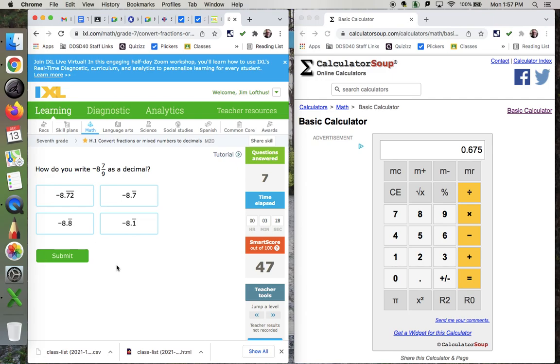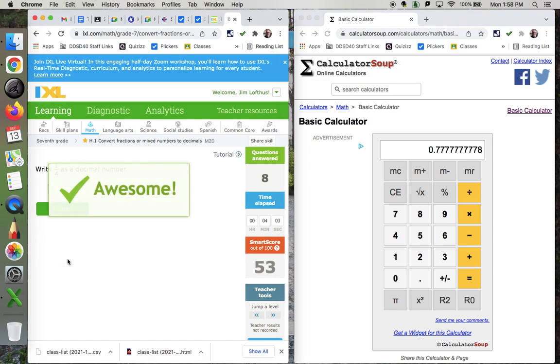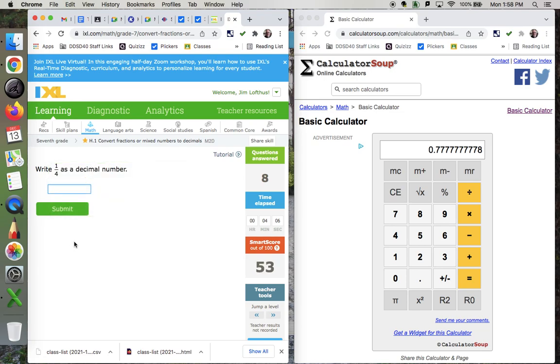And let's see, we've got negative 8 and 7/9. Watch what happens when I do 7 divided by 9. Seven divided by 9 is 0.7 repeating. Negative 8.7 repeating is right there. And I have this one memorized, 0.25. You might have some of these memorized.